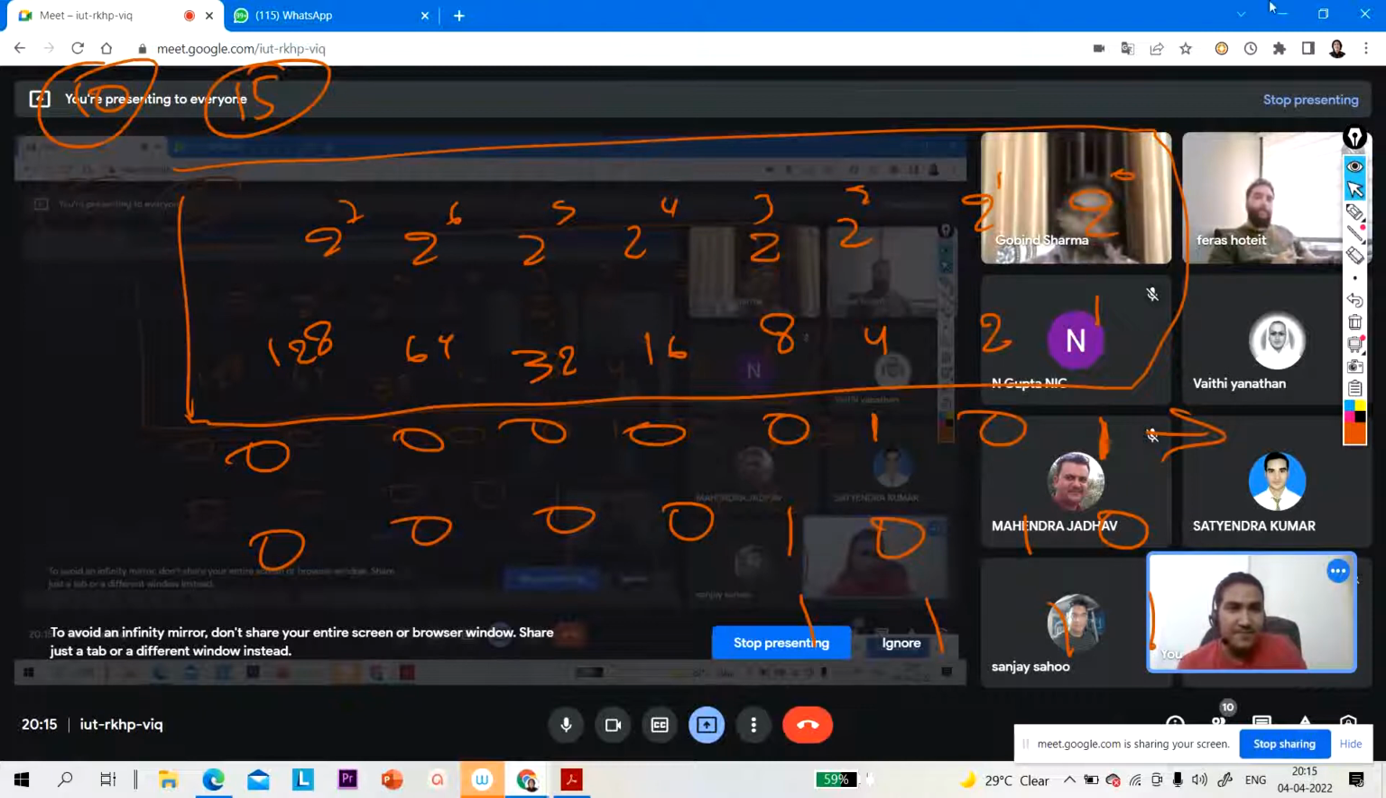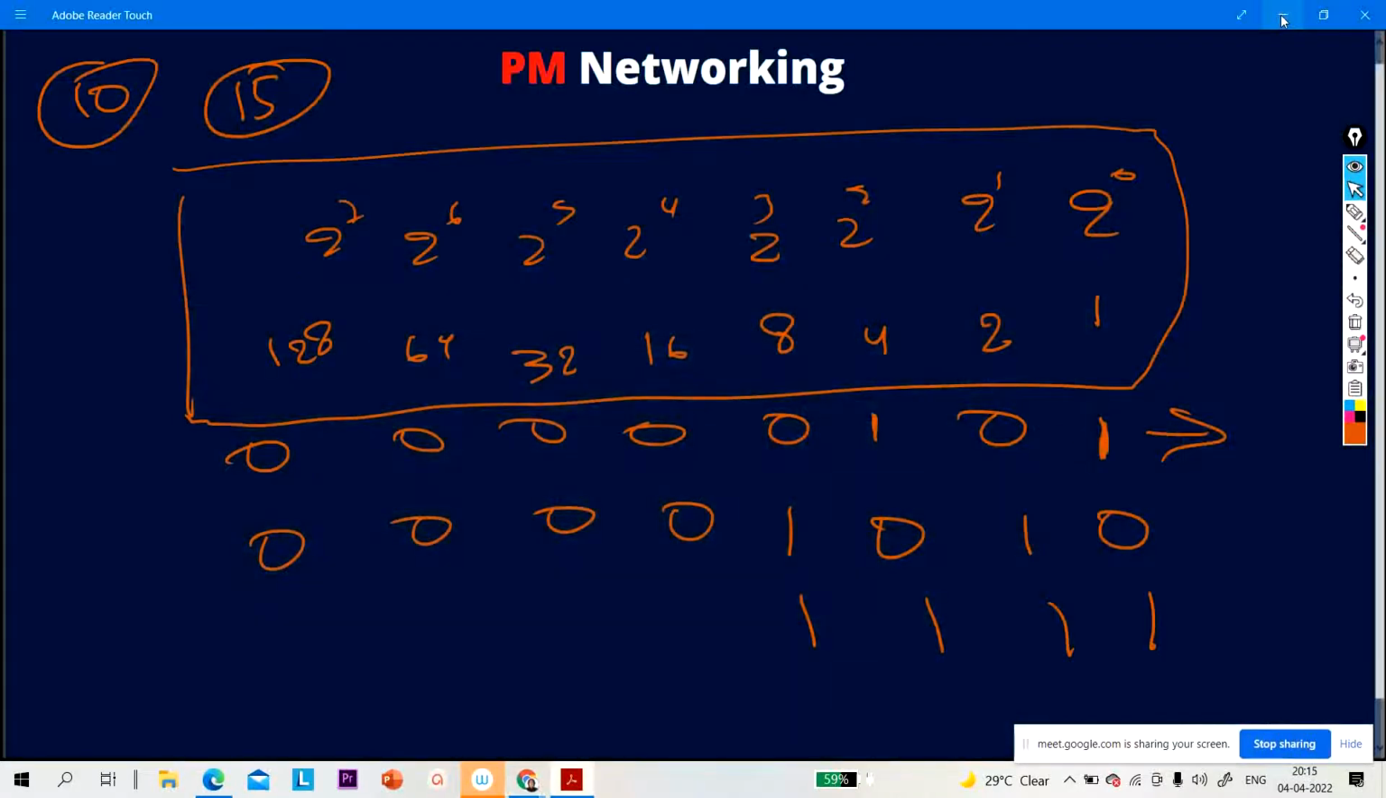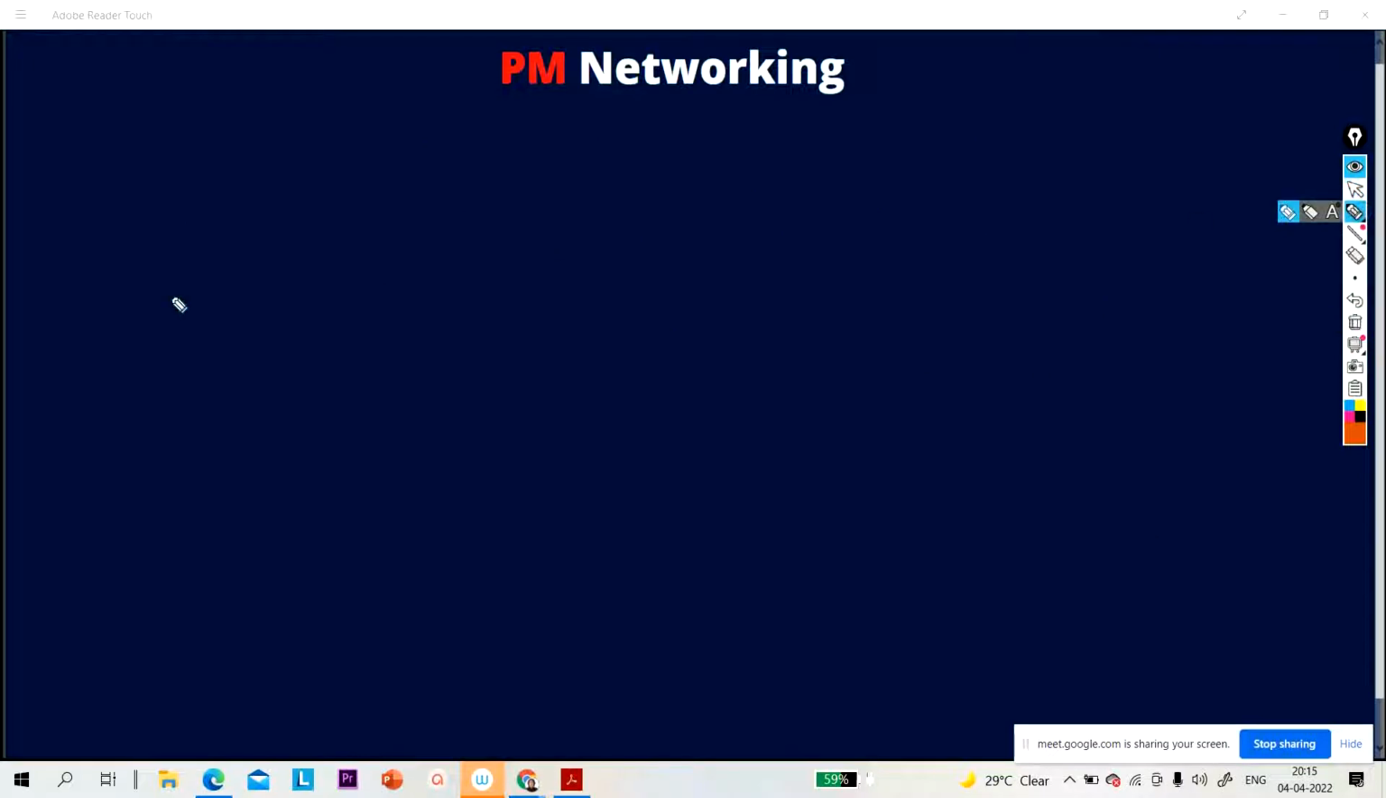Okay, fine. So this is how you can convert binary to decimal, decimal to binary. Guys, to write 8, how many bits are required? What will be the binary of 8, by the way?